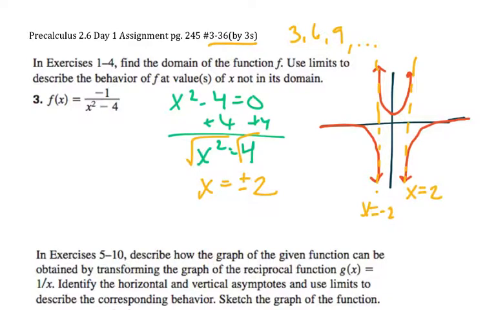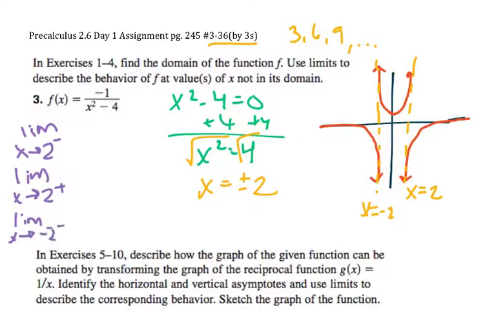So if we're going to do the limit notation to describe the end behavior, for the ones that are not in its domain, we need to do the limit as x goes to 2 from the left. We need the limit as x goes to 2 from the right. And then we also need the limit as x goes to negative 2 from the left, and the limit as x goes to negative 2 from the right. So again, the right and left of both of those. And we're doing it of the function. So it's always of the function, in this case f of x.